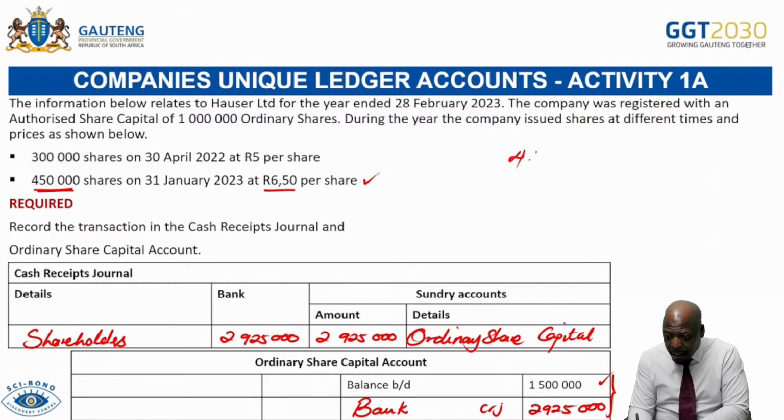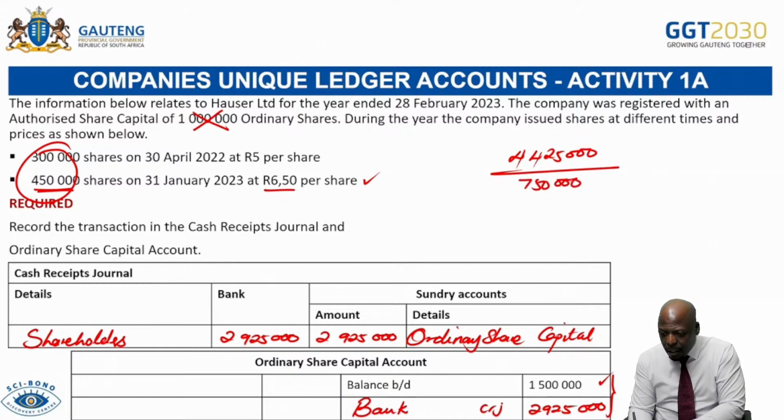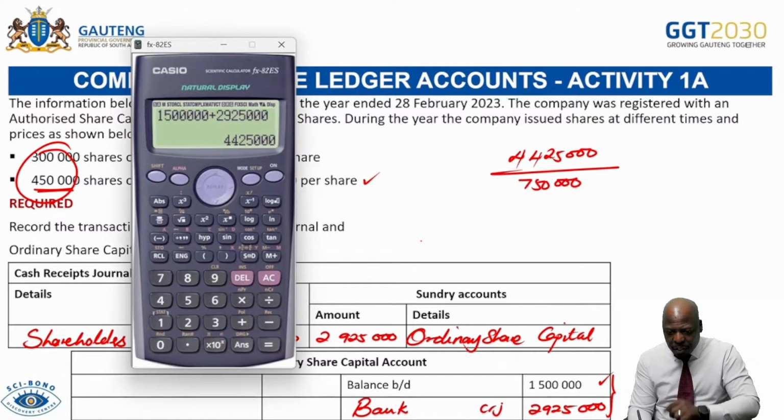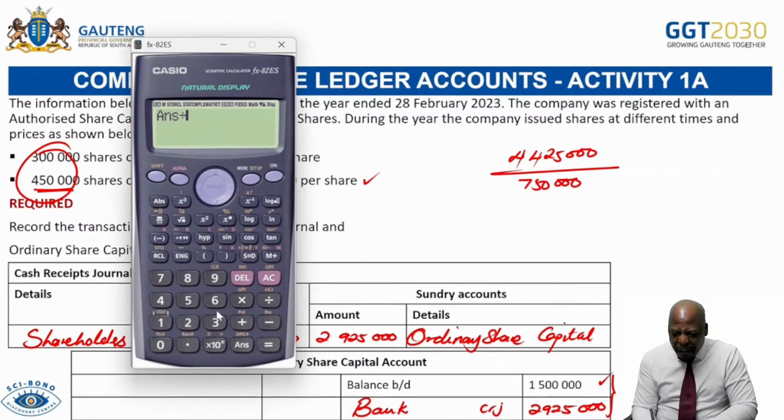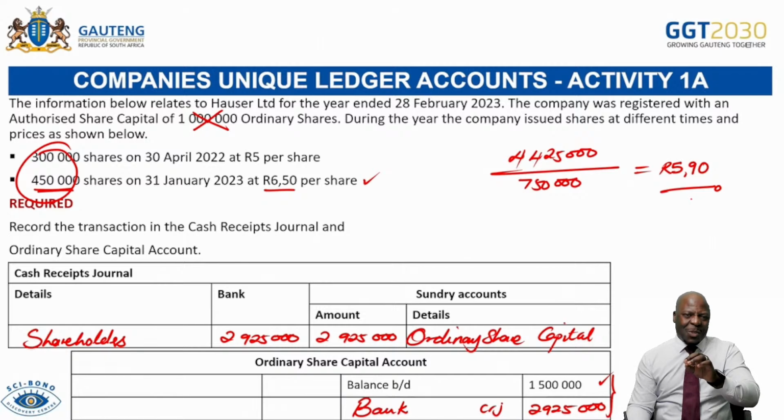So I'm coming here. I have my 4,425,000. Then I divide this amount by my number of shares that are in issue, not the authorized, but the number of shares in issue, which is 750,000. Am I making sense? Thank you. So I'll come here, then I'll say my 4,425,000 divided by my 750,000 like that, and I get 590. So I'm going to come here. My average price is 590. This is going to become very important as we go. My average price becomes 590. Okay. Are we good?